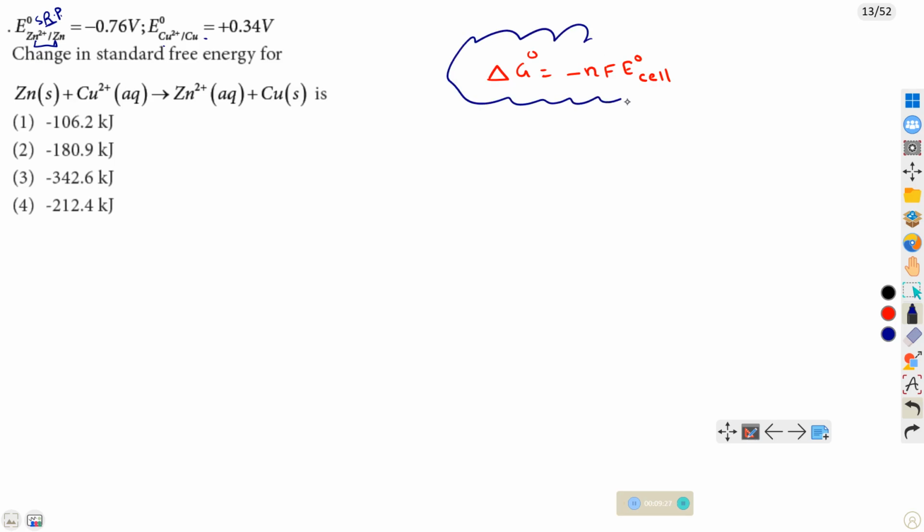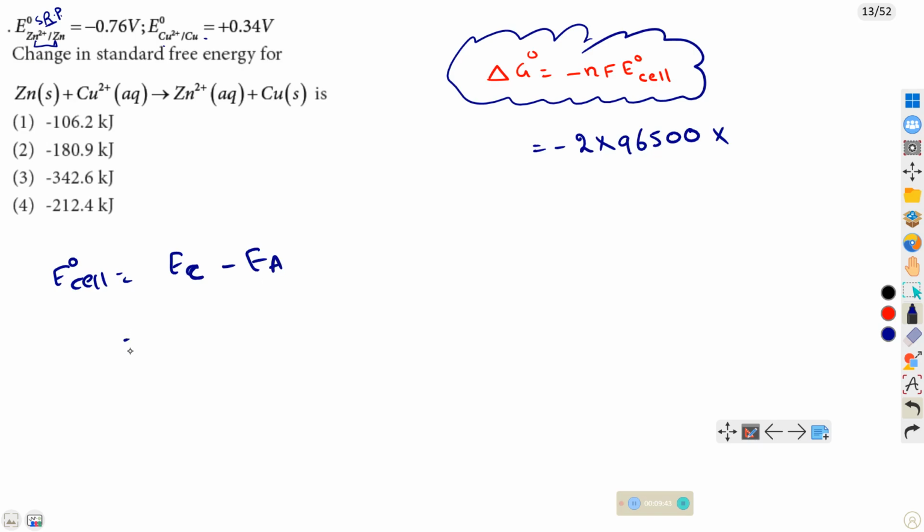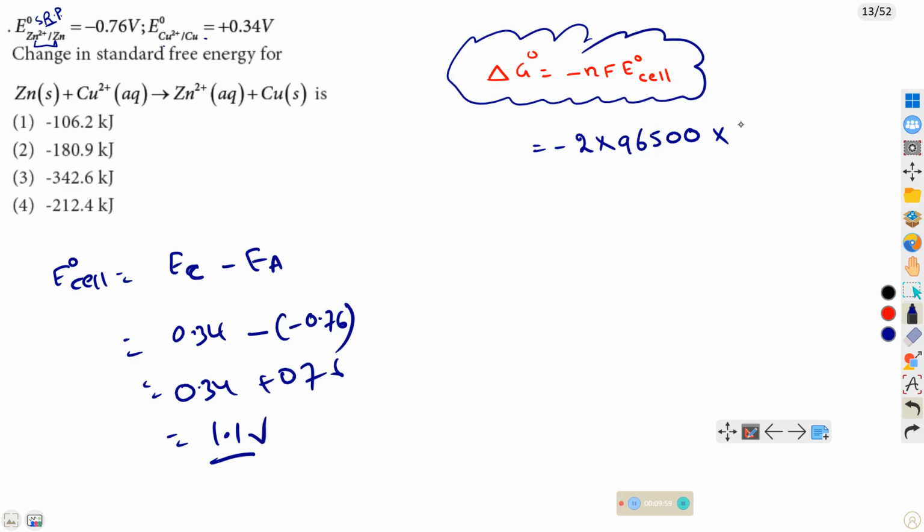Delta G naught is equal to minus n F E naught cell. How many electrons are involved? 2 electrons are involved. Faraday is equal to 96500. Now calculate E naught cell. E naught cell is equal to E cathode minus E anode. Cathode value is 0.34 minus (minus 0.76). 0.34 plus 0.76 is equal to 1.1 volts.